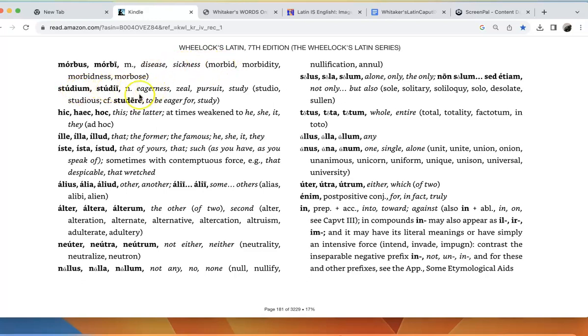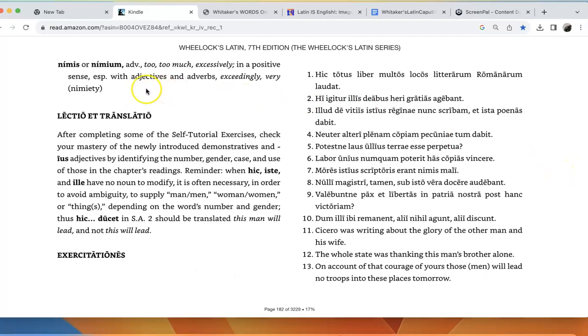Studium, studii, hic haec hoc, ille illa illud, iste ista istud, alius alia aliud, alter altera alterum, neuter neutra neutrum, nullus nulla nullum, solus sola solum, totus tota totum, ullus ulla ullum, unus una unum, uter utra utrum, enim, in. So we have a lot of demonstrative adjective words in this chapter, not a whole lot of nouns or verbs. And then nimis or nimium rather means too much as an adverb. So definitely take a look at those vocabulary words.